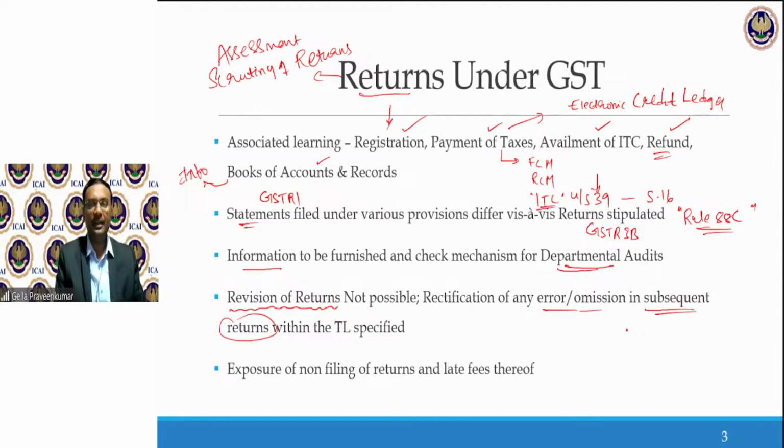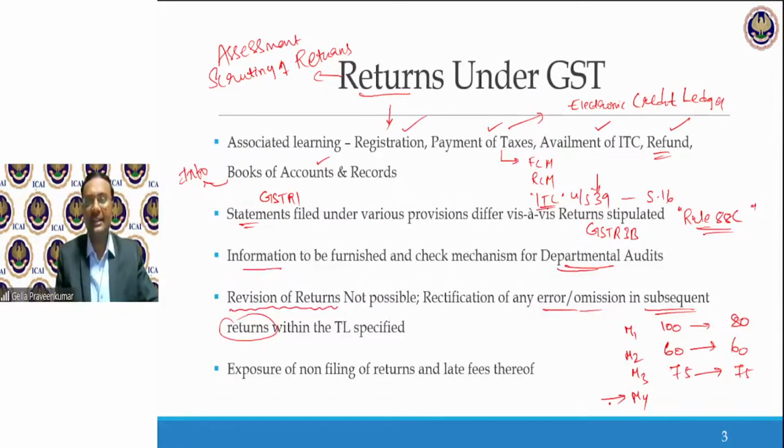Like, for example, say month 1, month 2, month 3, month 4. In month 1, my turnover is 100, but actually I reported 80. In month 2, my turnover is 60, I have reported 60. In month 3, my turnover is 75, I reported 75.